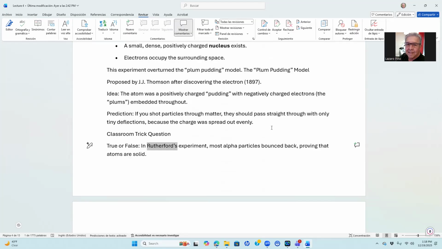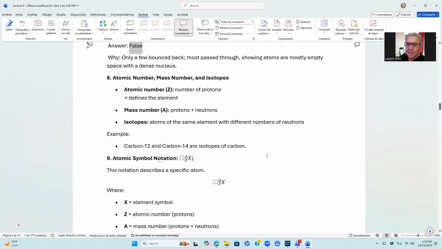Classroom trick question. True or false, in Rutherford's experiment, most alpha particles bounced back, proving that atoms are solid. Answer: false. Why? Only a few bounced back, most passed through, showing atoms are mostly empty space with a dense nucleus.